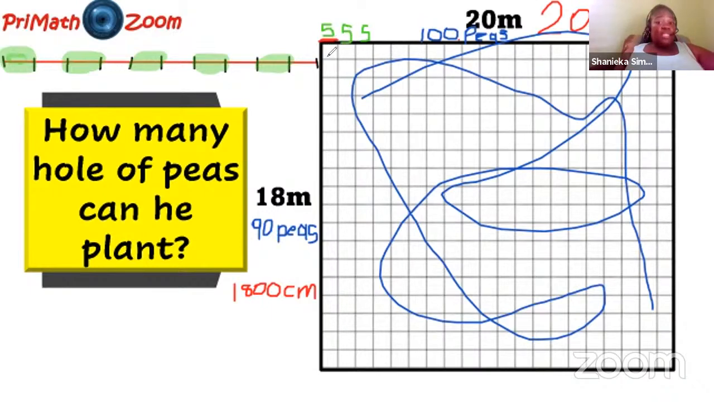We could be counting the peas, 5 going all the way down to the end there. And I'm pretty sure we would have exceeded 1,800 peas. So we must be multiplying. We must be multiplying the 100 peas going across with the 90 peas going down, same like we calculate area.